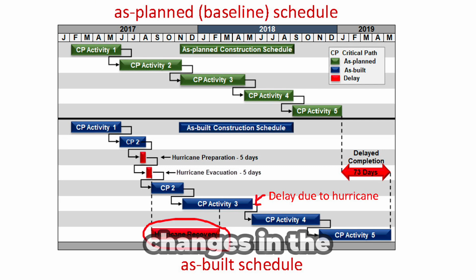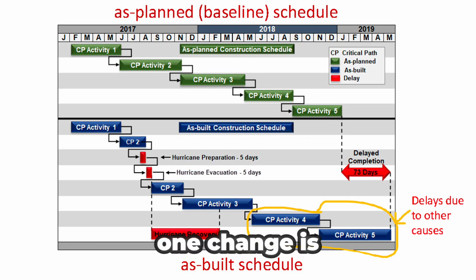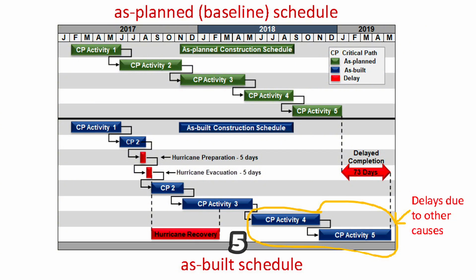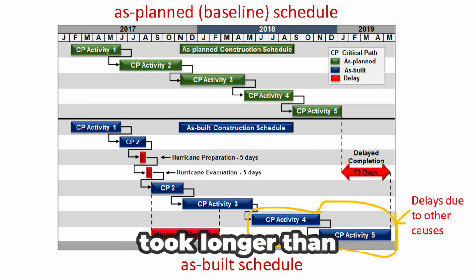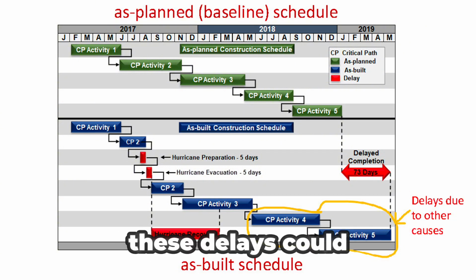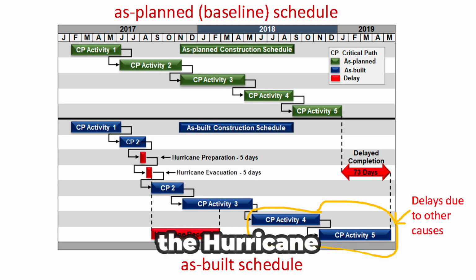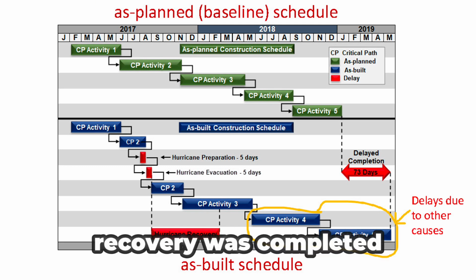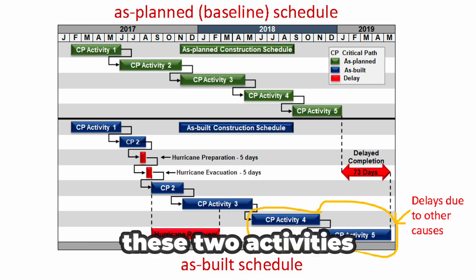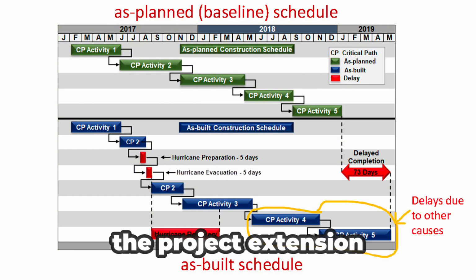Now, do you see any other changes in the schedule? One change is the duration of activities 4 and 5. As you can see, these activities took longer than originally estimated. These delays could be due to factors other than the hurricane because they started well after the recovery was completed. The delays in these two activities contributed significantly to the project extension.